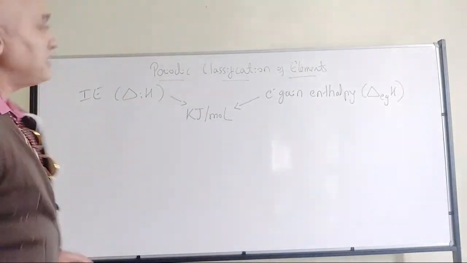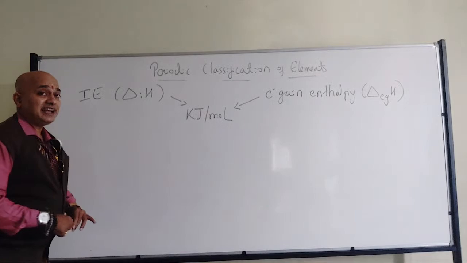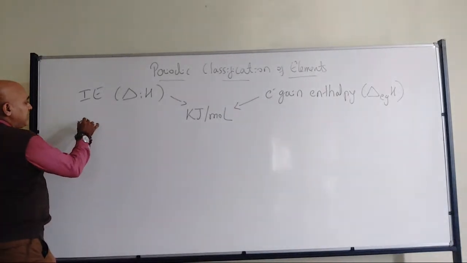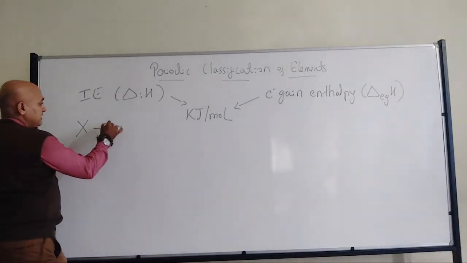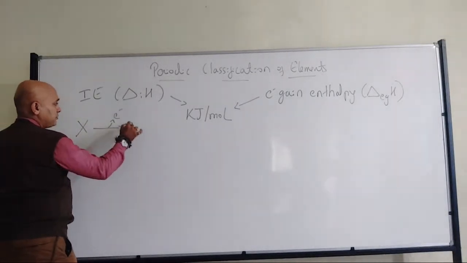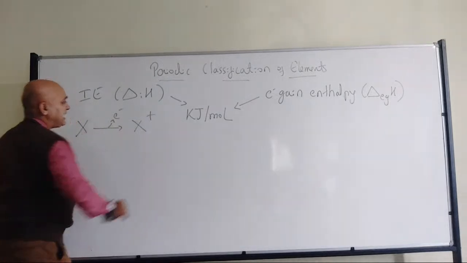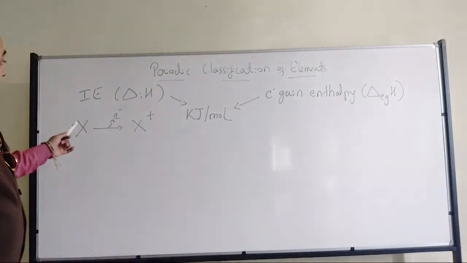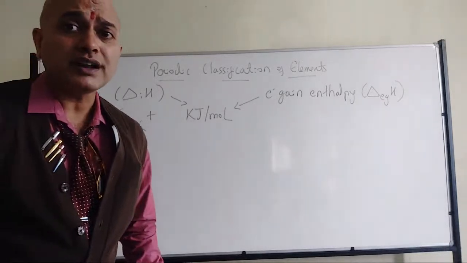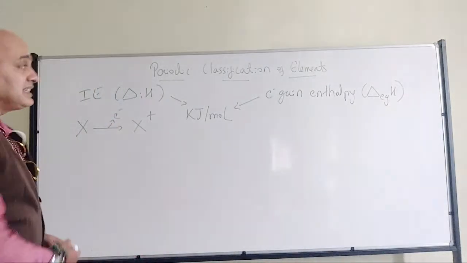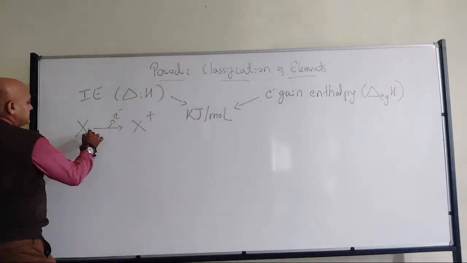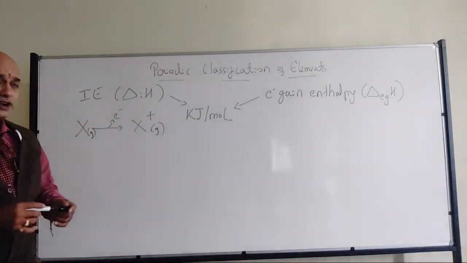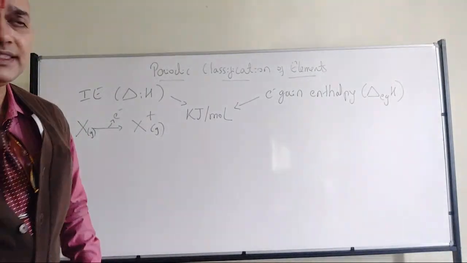Now when I am talking about ionization enthalpy, what will happen here? We have an atom where electrons will be removed and it will become X plus. That means we are removing the electron from a neutral atom under its gaseous condition. That's what we are doing for ionization enthalpy.